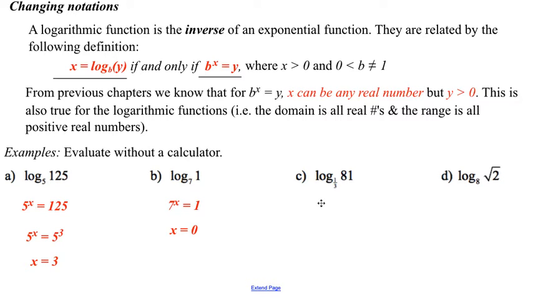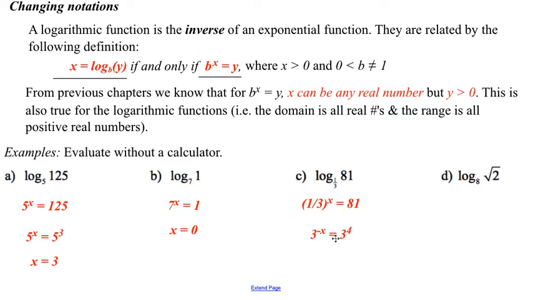Letter C, we have 1/3 to the x is equal to 81. Well, 1/3 is really 3 to the negative 1 power. That's really the reciprocal of 3. And 81 is also a power of 3, so 3 is going to be the base we're looking for. This is really 3 to the minus 1 raised to the x, and when we have a power to a power, we multiply. So this is 3 to the minus x power is equal to 3 to the fourth power.